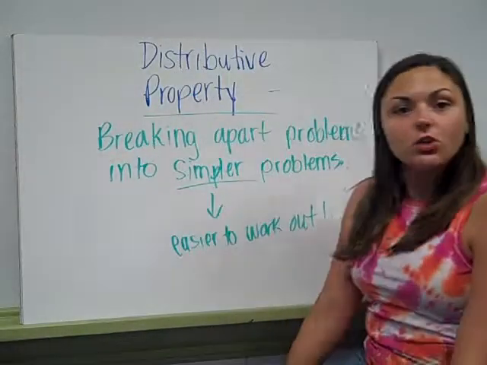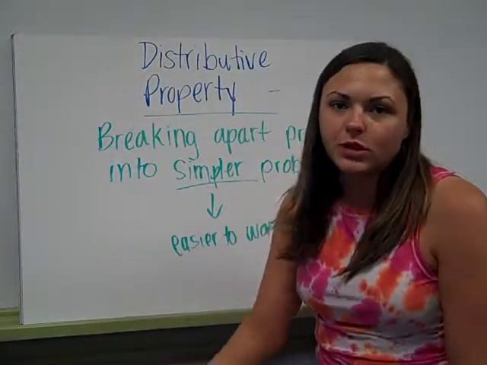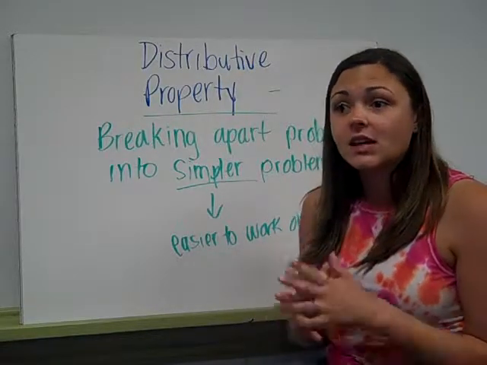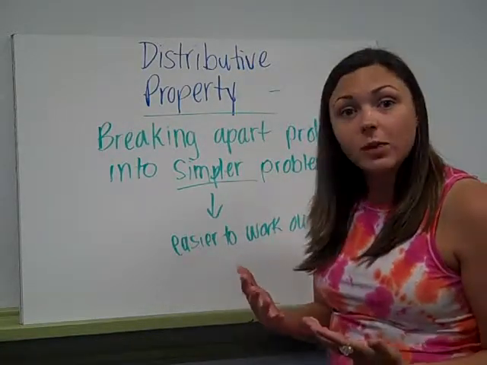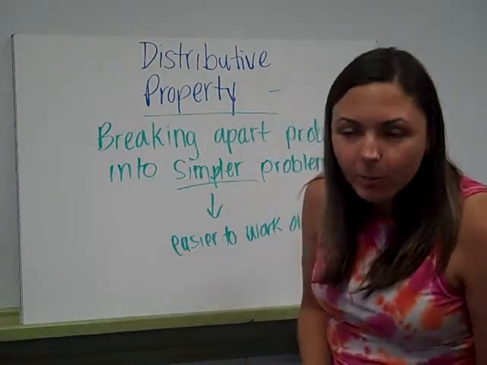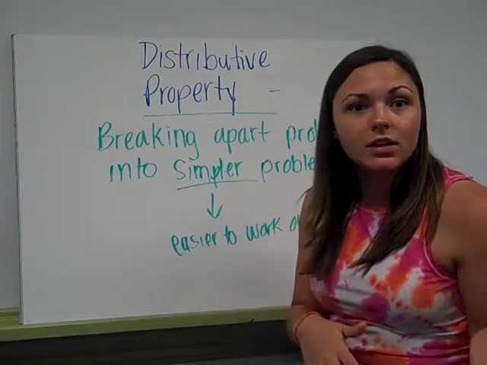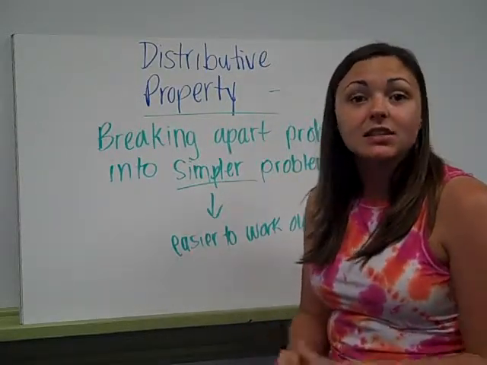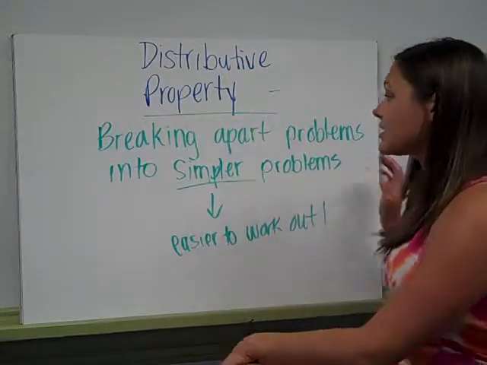Okay, in our last video we discussed the different properties of multiplication. We discussed the commutative property, which says it doesn't matter the order in which you multiply numbers, it's always going to give you the same product. The identity property states that anything times 1 is itself, and the zero property states that anything times 0 will be 0. This property is a little bit different.